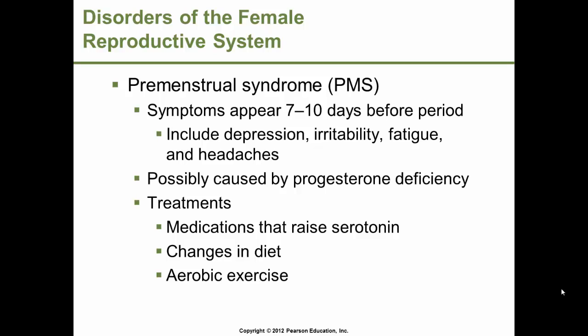Treatments include medications that raise serotonin. Changes in diet, such as avoiding caffeine, alcohol, fat, and sodium. Also, increase foods high in calcium, potassium, magnesium, and manganese. Aerobic exercise, at least 30 minutes a day, stimulates the endorphins, which release that sense of pleasure.